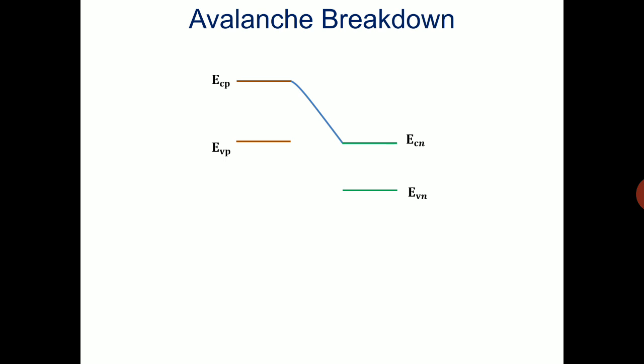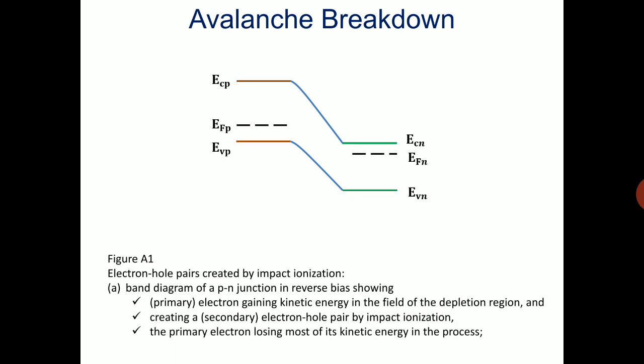This we know from the previous class, as well as from the qualitative description of the current flow in the p-n junction. And what happens to the Fermi level? The p-type Fermi level remains as it is, whereas the n-type Fermi level is decreased with respect to the p-type Fermi level.